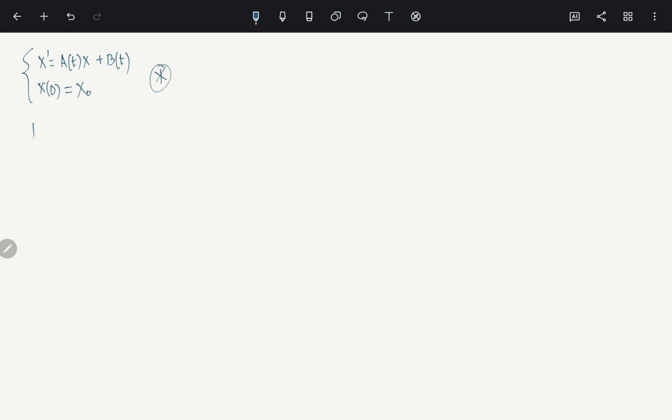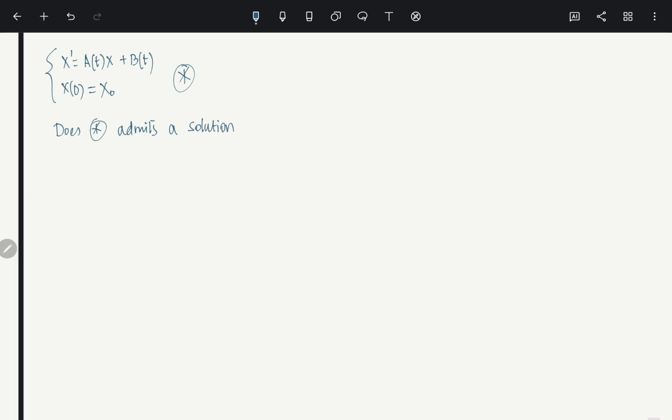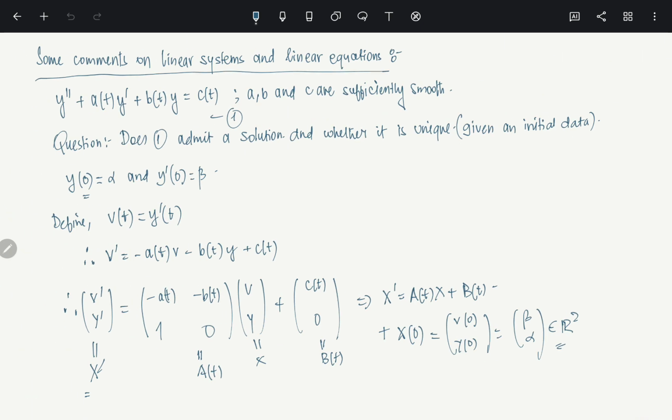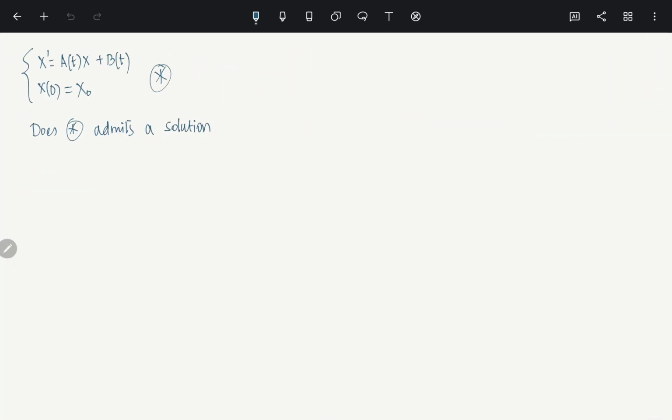So does star admit a solution? The problem boils down to this: admits a solution. If we know this, then we know that this sort of problem always has a solution. So how do you get something like this? Let's understand this. And also the question is whether this problem is well posed or not.